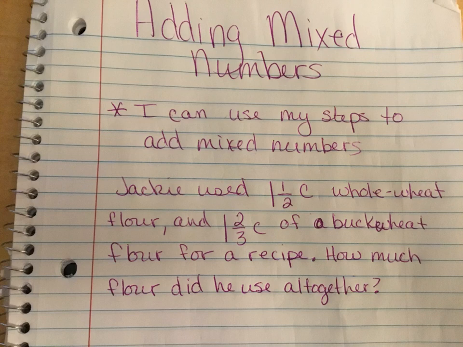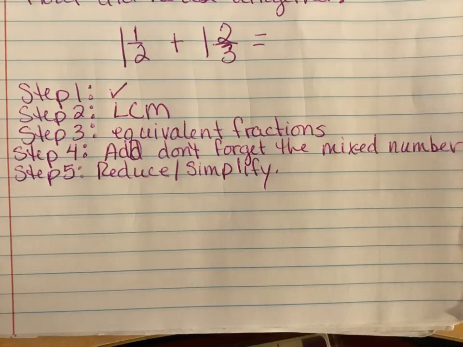Jackie used 1 1/2 cups of whole wheat flour and 1 2/3 cup of buckwheat flour for a recipe. How much flour did he use all together? So of course when we see the words all together, that means we're going to add some things. We want to put the numbers together. So we're going to have a problem with our 1 1/2 and our 1 2/3. So we can go ahead and write our problem down: 1 1/2 plus 1 2/3 and our equal.